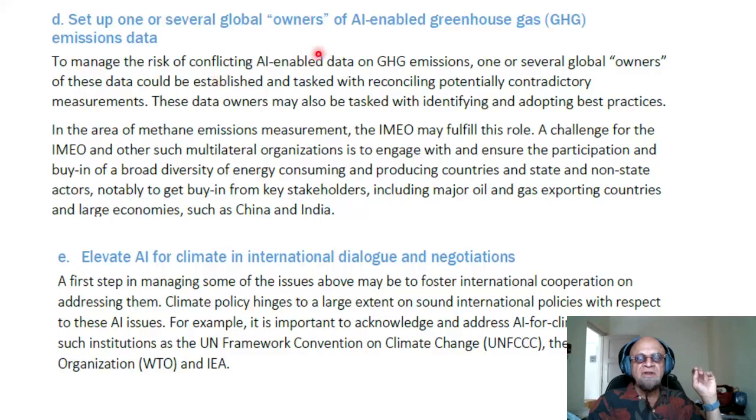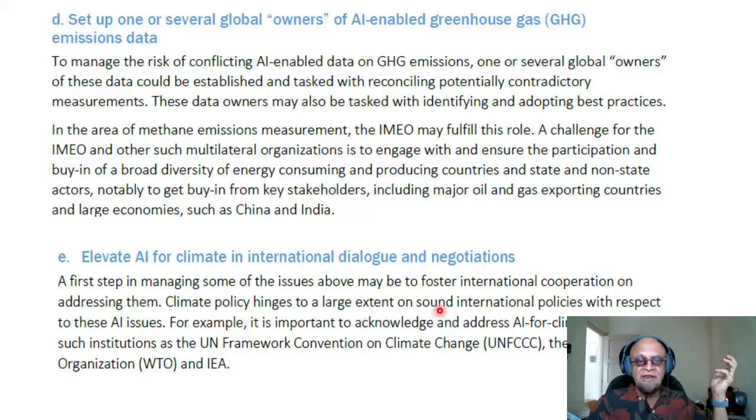Set up one or several global owners of AI-enabled greenhouse gas emissions data. This is a good idea, but again, all the issues of sharing and being very honest come into handing over ownership. How do you set up a global body to do this when so much, oil companies, do they want to report their emissions? Will they let somebody else track it and own that data and so on? Already there are a lot of problems.